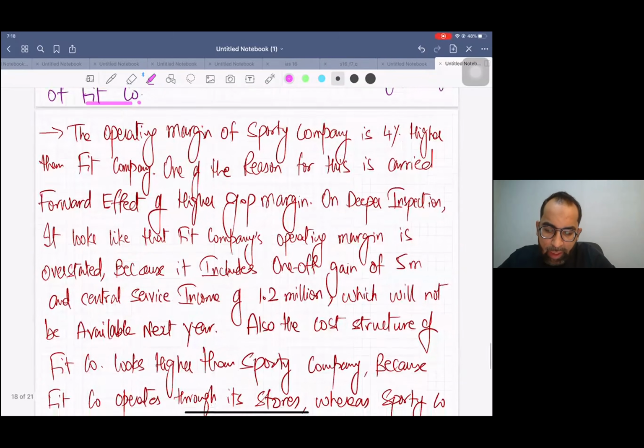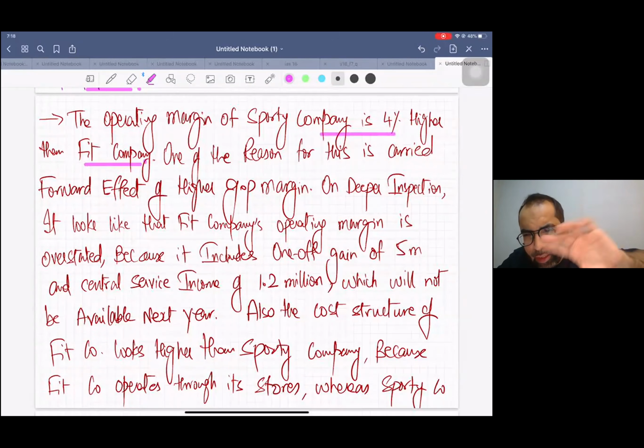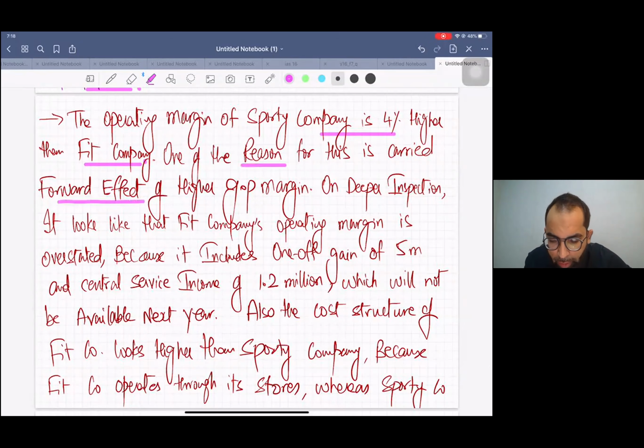Now come to the operating margin. The operating margin of Sporty is 4% higher than Fit Company. We have already seen 14 and 10, around 14 and 10, right? So the 4% difference. One of the reasons for this is the carried forward effect of higher GP margin. Yes, because Sporty's GP margin was higher, so higher GP margin will give birth to higher NP or operating margin, right? The carried forward effect I told you in the commentary.